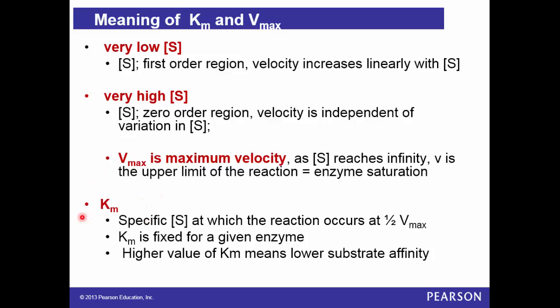And then we want to define also Km, the Michaelis constant, specific substrate concentration at which the reaction occurs at 1/2 Vmax. Km is fixed for a given enzyme. Actually, each enzyme has a specific Km for its substrate. Higher values of Km means lower substrate affinity. So Km is a measure of the affinity of the enzyme for its substrate. The higher the value of the Km, the lower the substrate affinity. Or the lower the Km value, the higher is the substrate affinity.